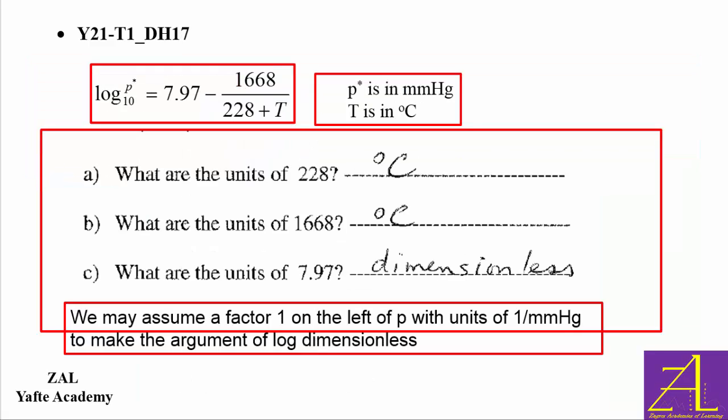We have learned from the lecture note that the argument of log, that is pressure P here, must be dimensionless. However, here P is in millimeter of mercury, which violates that rule. To go around this, we can say that the argument of log is 1P, which is practically the same as P. However, this will give us the opportunity to assume the units of 1 as 1 over millimeter of mercury, and when it is multiplied by P, the term 1P becomes dimensionless.